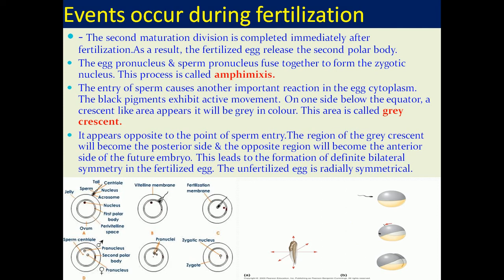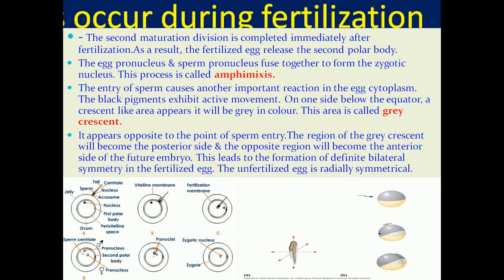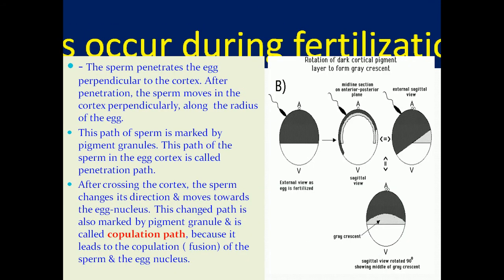This leads to the formation of definite bilateral symmetry in the fertilized egg. The unfertilized egg is radially symmetrical, meaning that before fertilization, along any axis you can cut it into two identical halves. But after fertilization it is converted into bilateral symmetry, meaning a single plane can divide the egg or embryo into two equal halves.